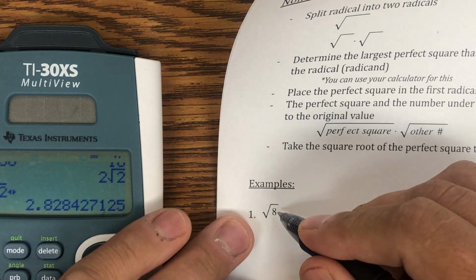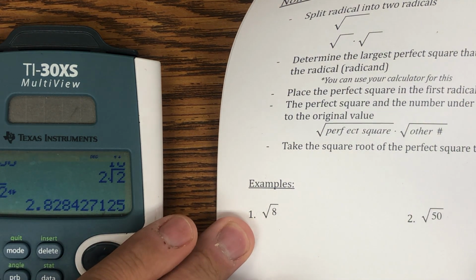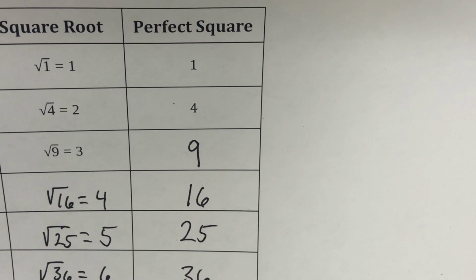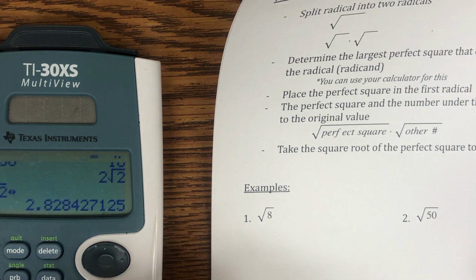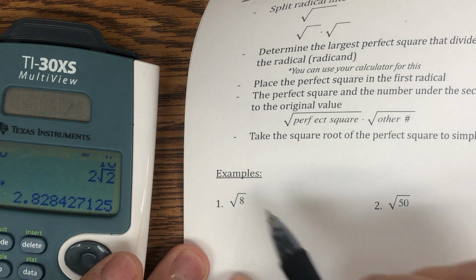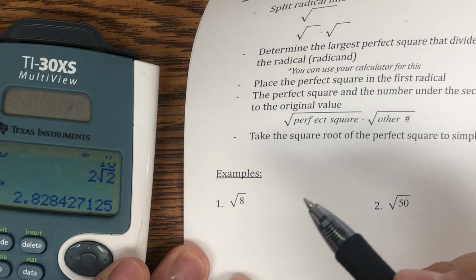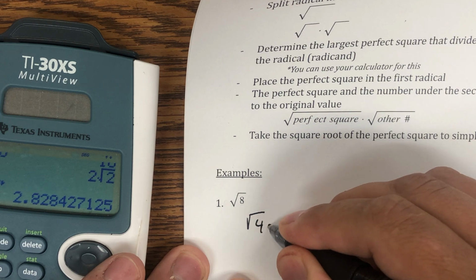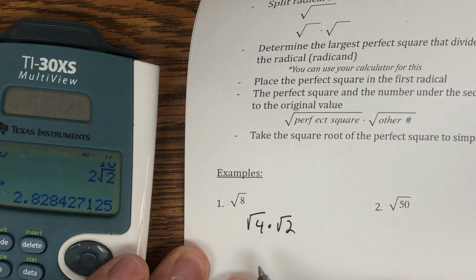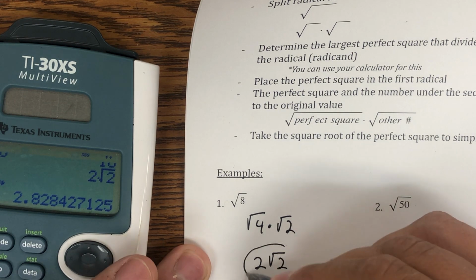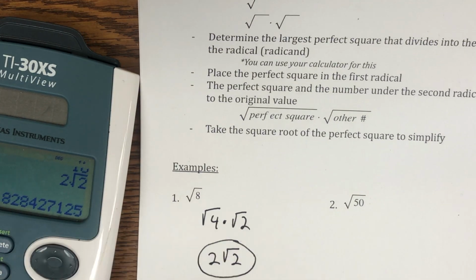So I have to think which perfect square factor goes into 8. Our perfect square factors are the perfect squares we listed on our first chart: 1, 4, 9, 16, 25, 36. You might want to write those down at the top of your worksheet or have them handy to look at. So what perfect square factor goes into 8? Well, 4 does. 4 is a perfect square, and 4 times 2 is 8. I'm going to rewrite it as the square root of 4 times the square root of 2. Then I can take the square root of 4, which is 2, times the square root of 2. It is simplified.